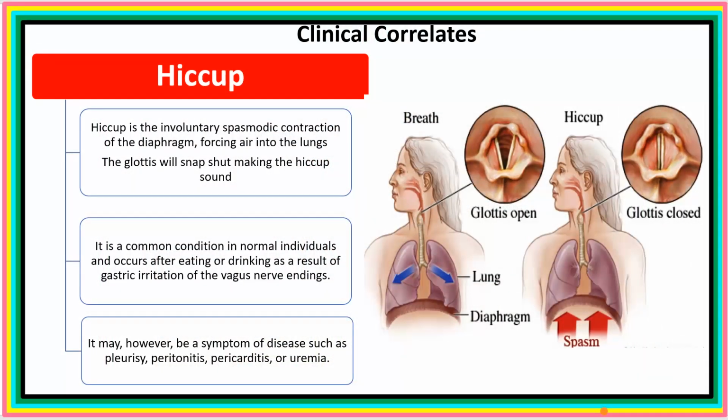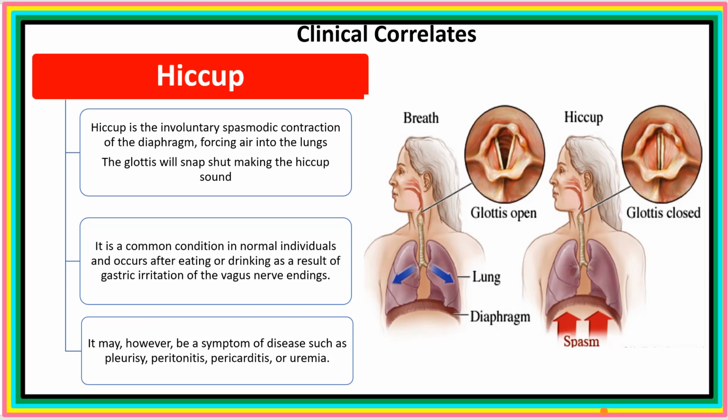Before we round off this lecture on diaphragm, we'll consider a few clinical correlates. The first is the role of the diaphragm in hiccups. Now, a hiccup is an involuntary spasmodic contraction of the diaphragm that will force air into the lungs. And as this happens, the glottis will snap shut, and this will lead to the making of the hiccup sound.